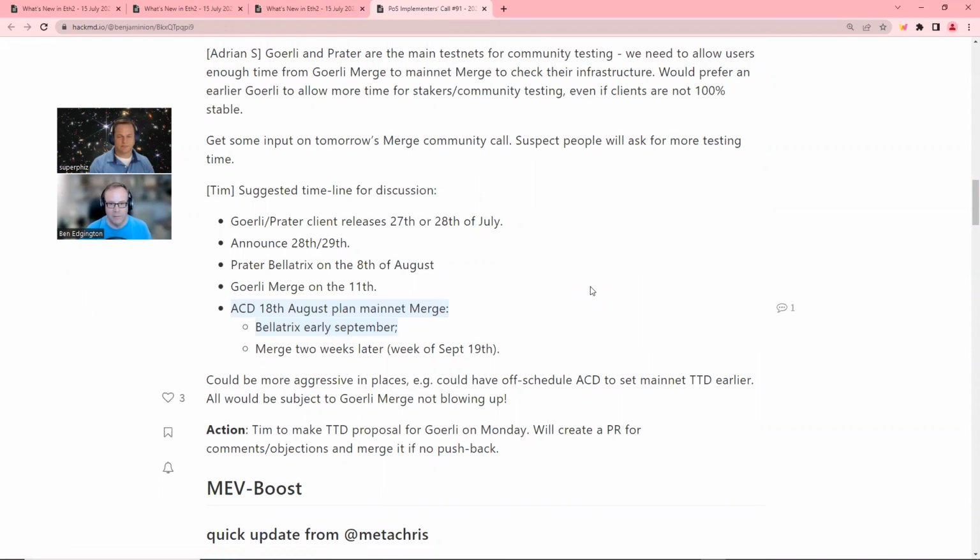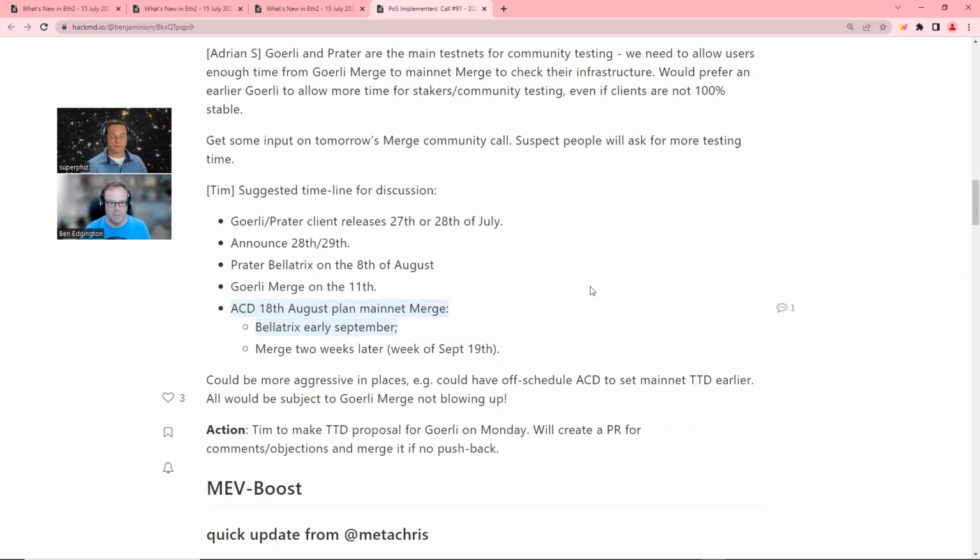But yeah, we do client releases within the next week or so for Gurley and Prata networks. So a TTD has been chosen today for that network merge. So we're taking the Prata testnet, which already exists on the Beacon chain, and we're taking the Gurley testnet, which is sort of a proof of authority network, not proof of work. And we're going to merge those.